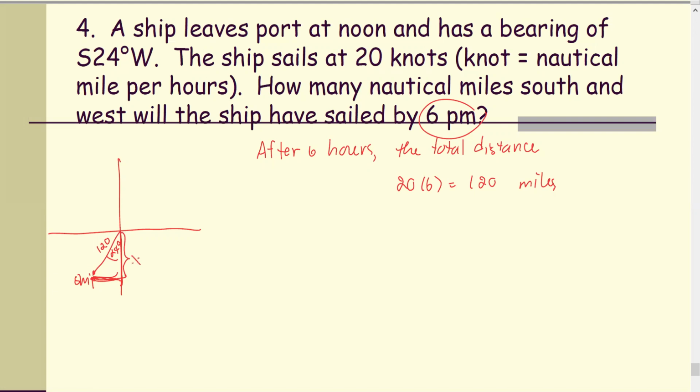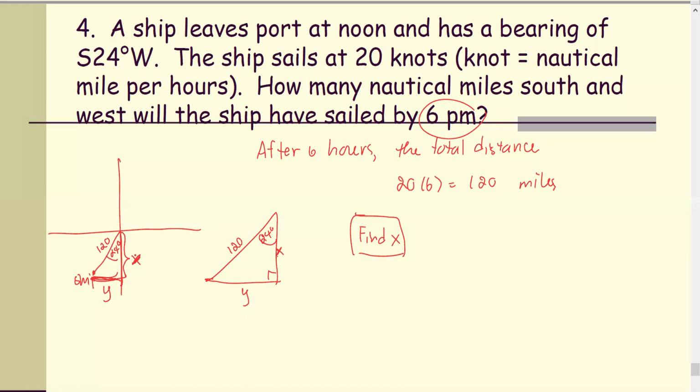Let x be how many nautical miles south and y be the nautical miles west. From the right triangle diagram, we have 120 as the hypotenuse, 24 degrees, y as the opposite, and x as the adjacent. We're going to find x, which is the number of nautical miles south.